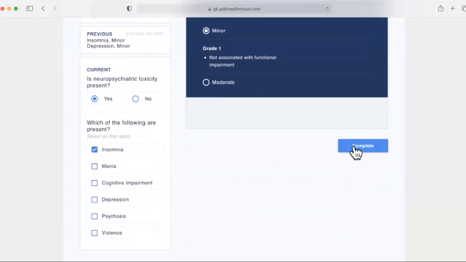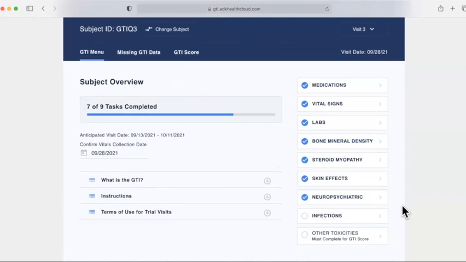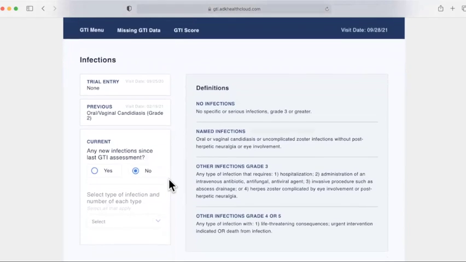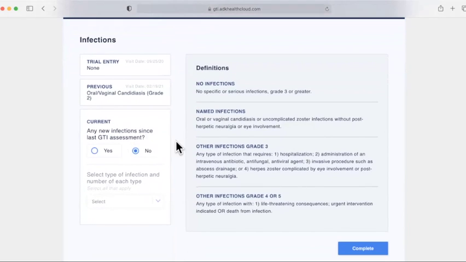She is no longer depressed. She feels great. She hasn't seen a milligram of prednisone in 8 months now and is really feeling great. Final domain, which is weighted in the GTI, is the infection domain. The patient did have an infection, oral candidiasis, at the 6-month follow-up visit, but over the past 6 months has had no additional infections.